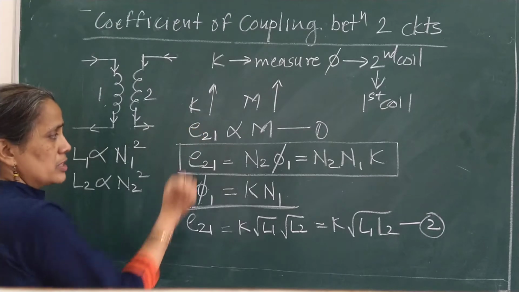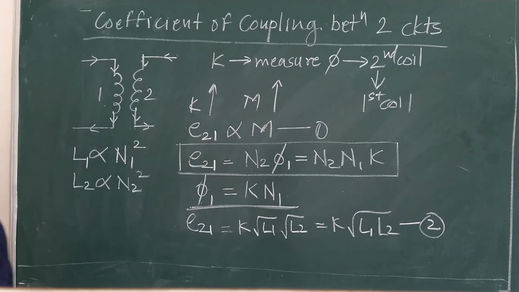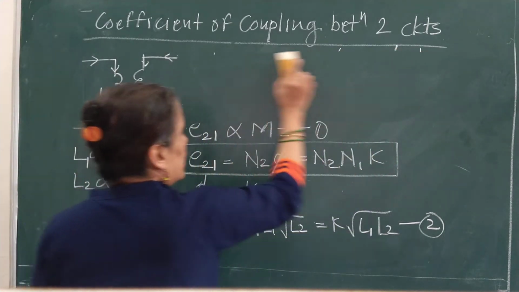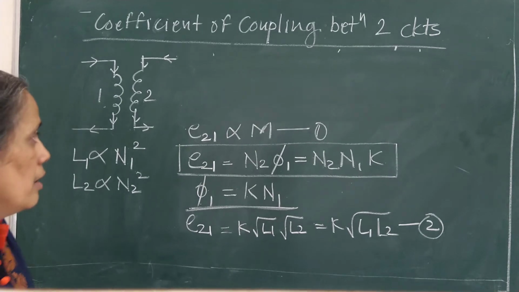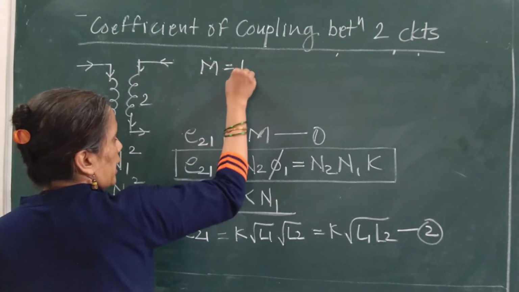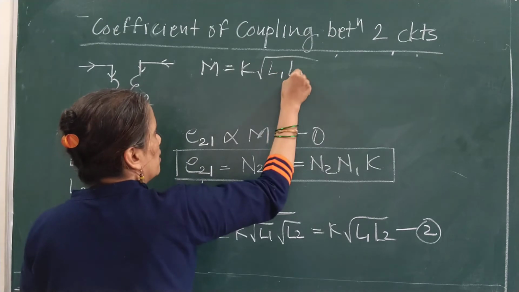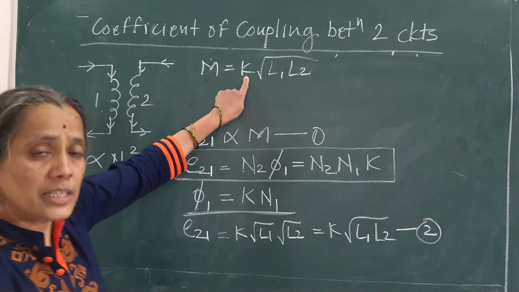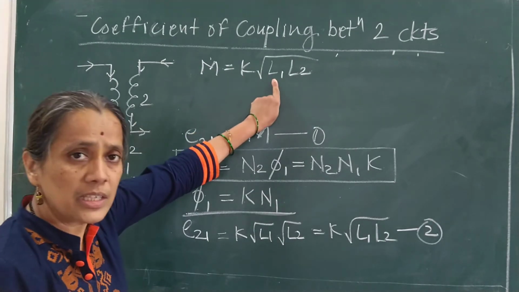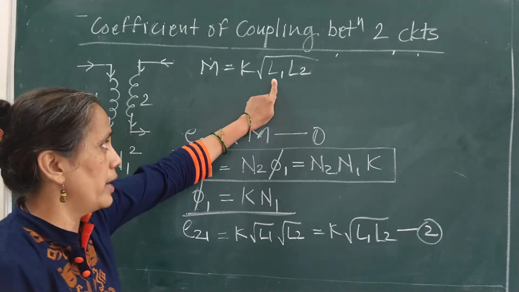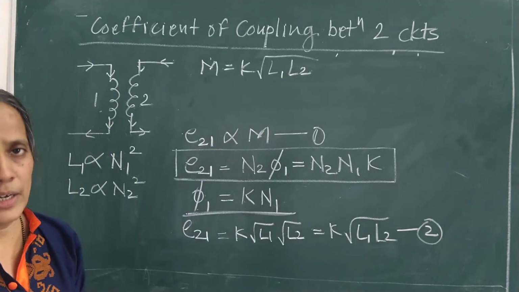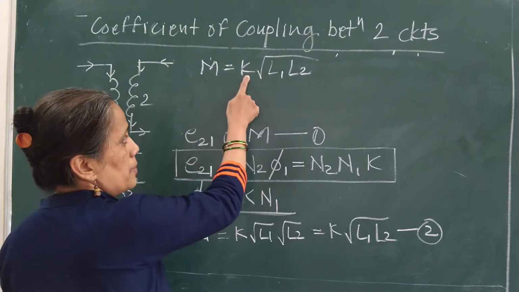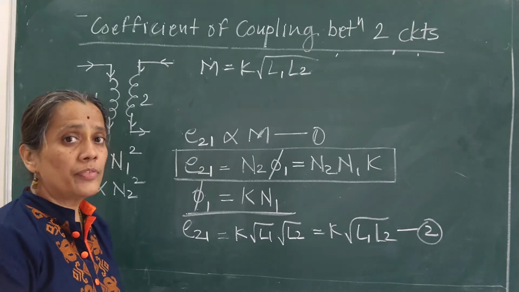Now if I concentrate on equation 1 and equation 2, I can write that M must be equal to K into root of L1 L2, where M is the mutual inductance, K is the coefficient of coupling, L1 is the self-inductance of the first coil, and L2 is the self-inductance of the second coil. Fine. So now your value of M is dependent on K, the coefficient of coupling.